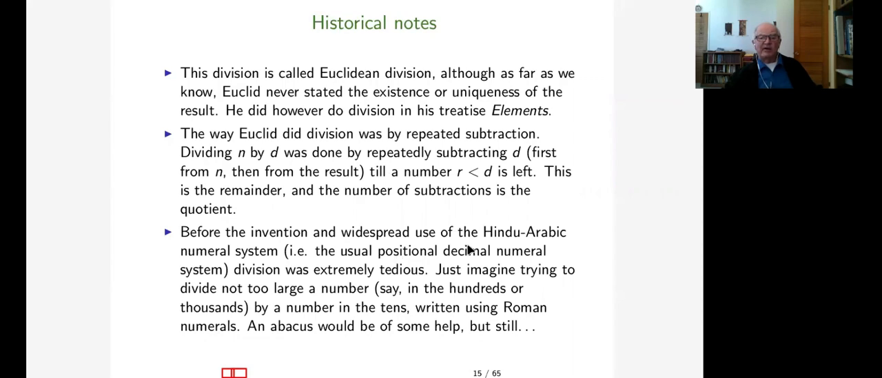Now, I want to make this comment that before we had the Hindu-Arabic way of writing numbers, and we were writing numbers in the Roman way, doing division and divisibility must have been very, very difficult. It was quite a challenge. The abacus was helpful, but even with that, it was quite a challenge to do these operations.